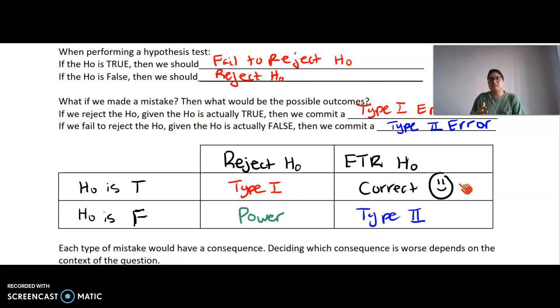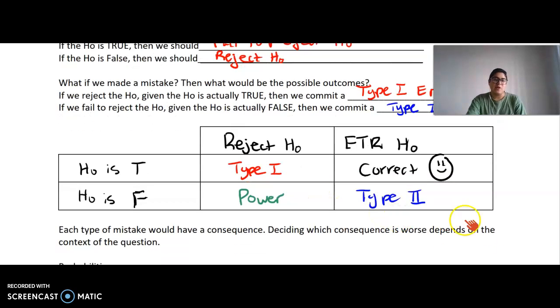So in this course, we're really going to focus on the type 1, the type 2, and the power. And it's easy to think that these are intersectional probabilities, but these are actually going to be conditional probabilities. And the condition is whether or not the null hypothesis is true. So based on that, it'll give us one of these probabilities. All right, now, depending on the context of the question, each mistake will have its own consequence, and which one is worse depends on the context of that question.